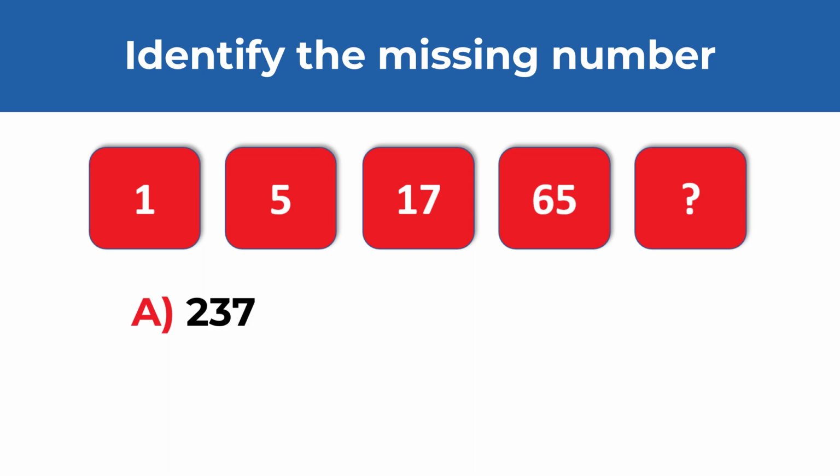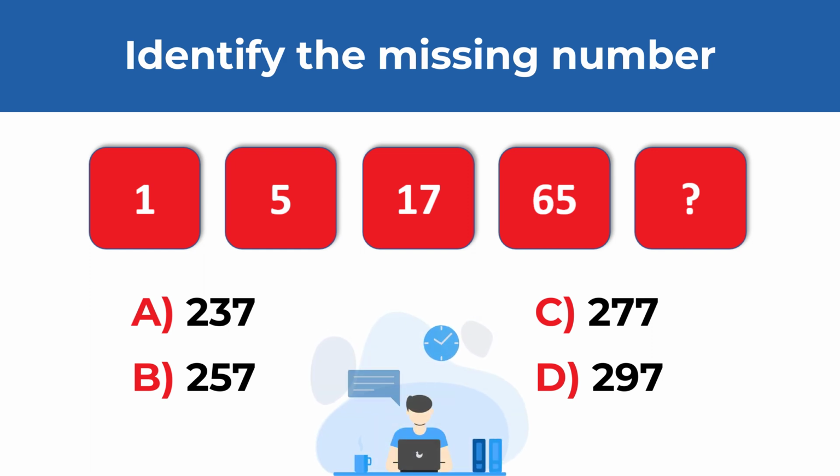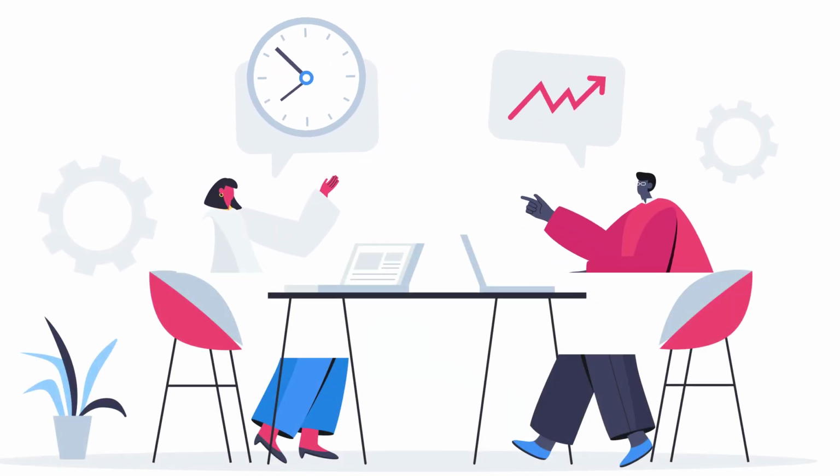Choice A, 237. Choice B, 257. Choice C, 277. And then choice D, 297. Do you see the answer? Give yourself a little bit of time. Maybe pause this video to see if you can come up with the solution. Ready or not, let's move forward and look at the final answer.